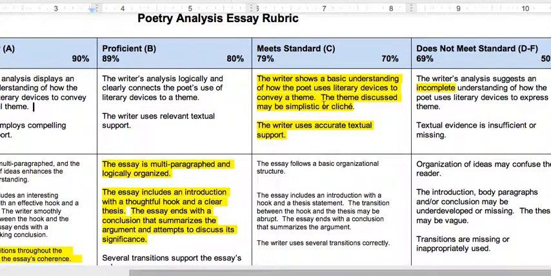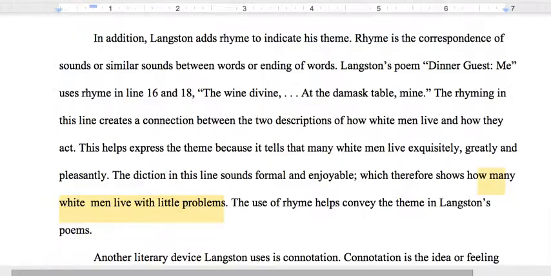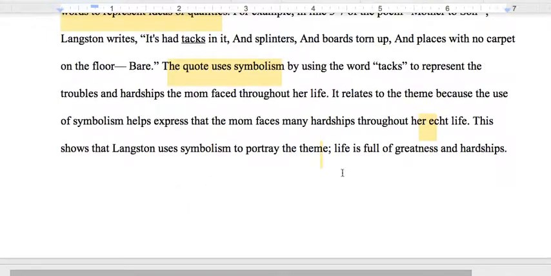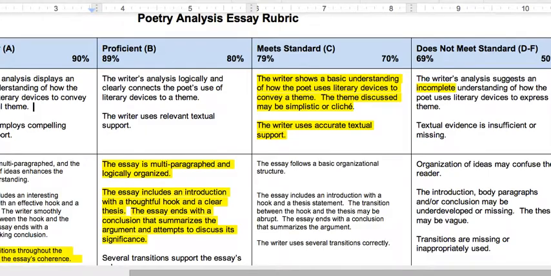The theme discussed may be simplistic or cliche. In this case, we have a very simple theme: life is full of greatness and hardships. Yeah, life has good moments and bad moments. It's kind of an obvious idea. It's not very subtle. It's not very complex. It's not very original, and it's hard to argue against it. It's pretty obvious that life has good moments and bad moments. So the theme itself here is simple, earning a C.